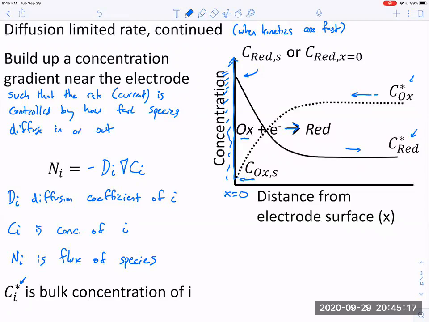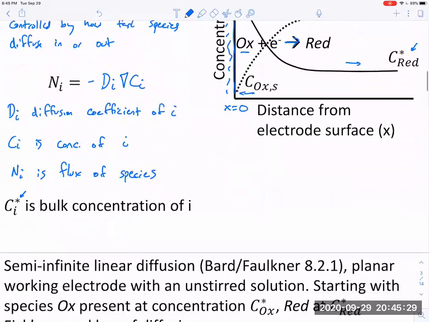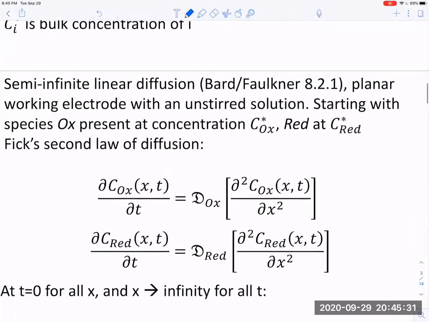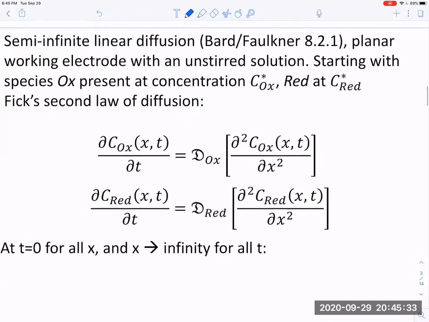We have one direction, it's just X, how far you are from the electrode surface. There's no other directions. Basically you can go infinitely far away, or semi-infinitely far away from the electrode surface. Okay. This is covered extensively in Bard-Faulkner 8.2.1.